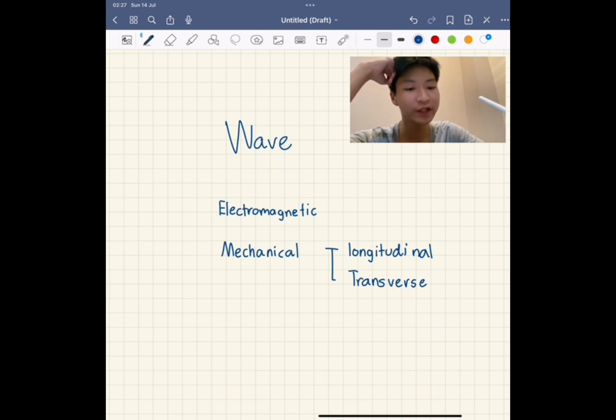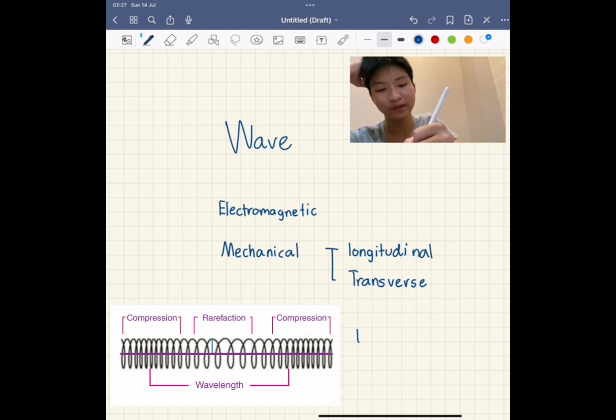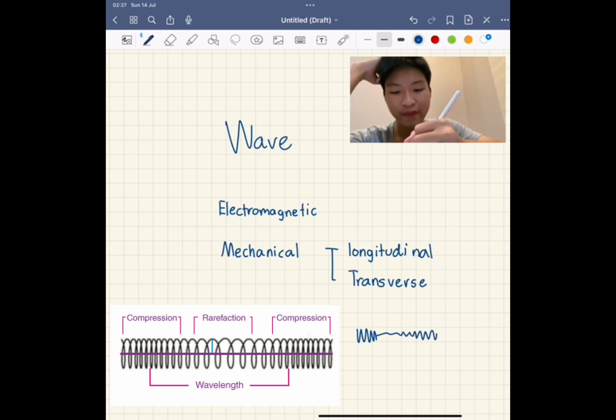The first one is the longitudinal wave, which is a wave where the oscillations are parallel to the direction of the propagation. And the wave looks like this. It has regions like this and like this and like this. The first region here is the compression, where particles are compact together, and this space here is called rarefaction, which is the region where particles are spread out. An example of this type of wave is the sound wave and seismic wave.